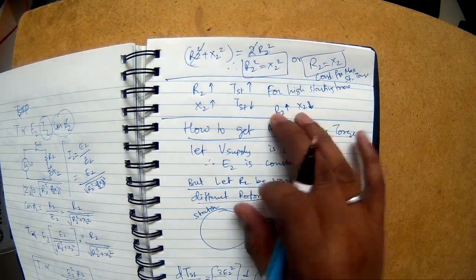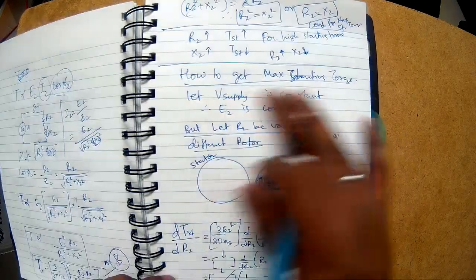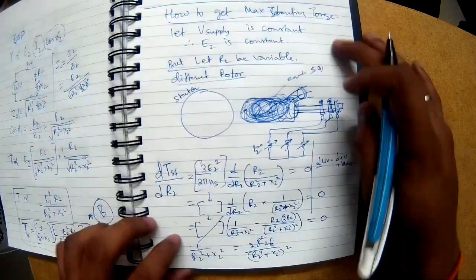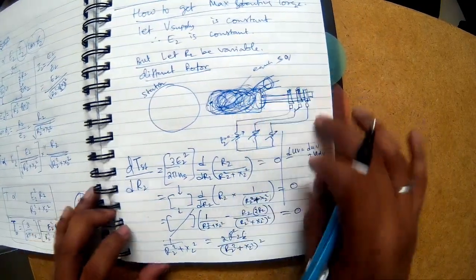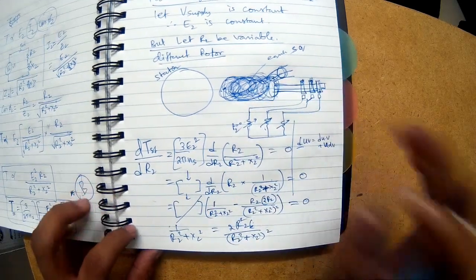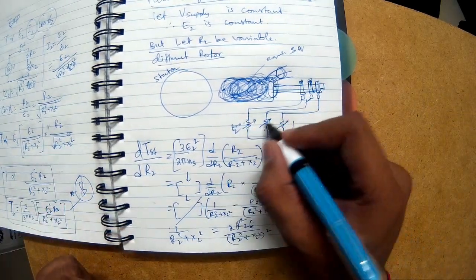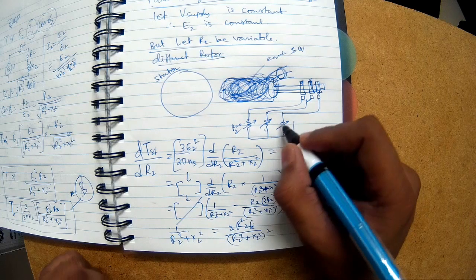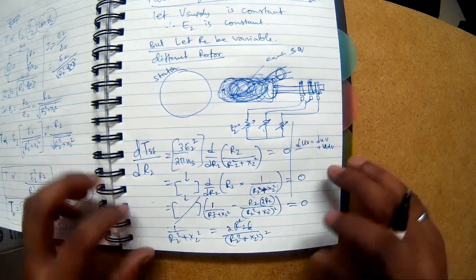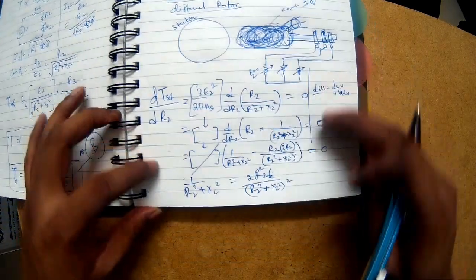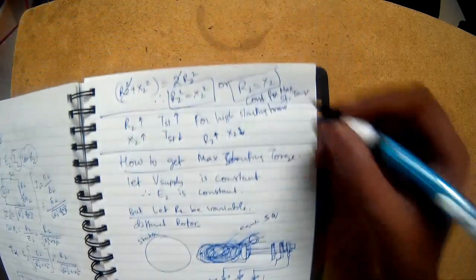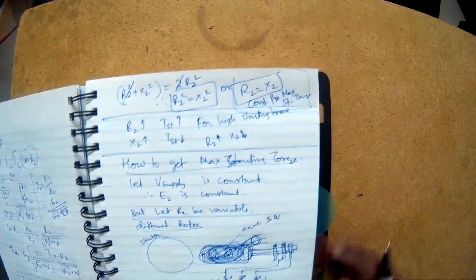Then we further analyzed it. We said that for high starting torque R2 should be high, and then how to get maximum starting torque. I explained about the slip ring induction motor, in which there is a facility to add additional resistance to the rotor circuit, and thereby I can increase the starting torque of the machine. And simple differentiation and then equating to 0 gives this condition for maximum starting torque.